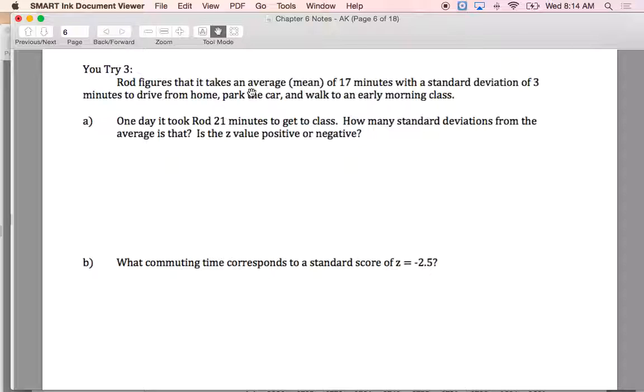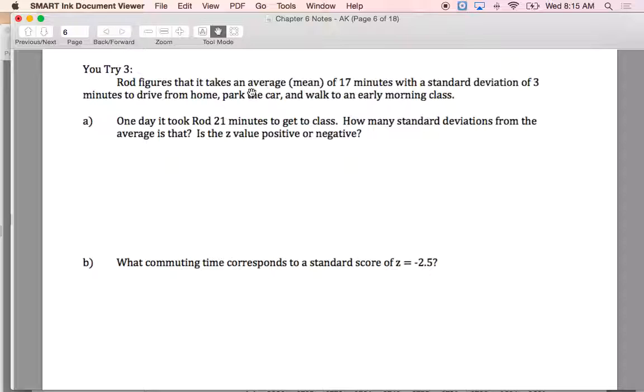So here it says, Rod figures that it takes an average or mean of 17 minutes with a standard deviation of 3 minutes to drive from home, park the car, and walk to an early morning class. One day it took Rod 21 minutes to get to class. How many standard deviations from the average is that? Is the z value positive or negative?